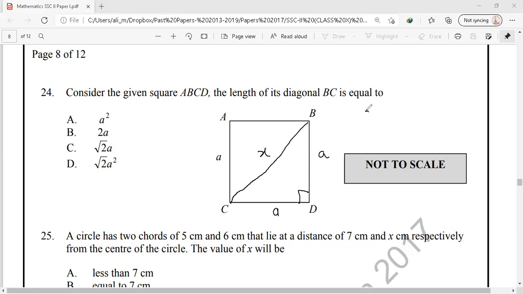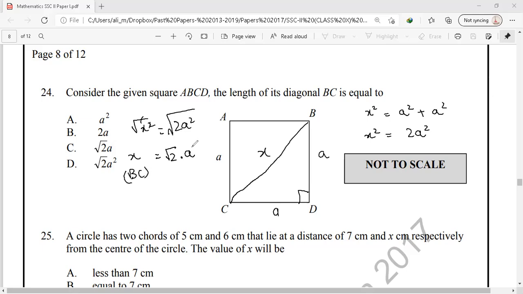So according to Pythagoras theorem, x square would be equal to a square plus a square. So x square would become 2a square. If we take the root on both sides of the equation, x square would be equal to 2a square, and the square root on this, the value of x or BC would be equal to square root 2 times a, and the square and root of this a will be cancelled out. So we have the correct answer, that is option C, square root 2a.